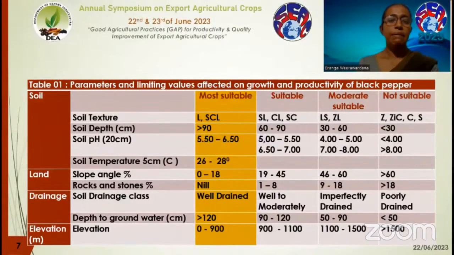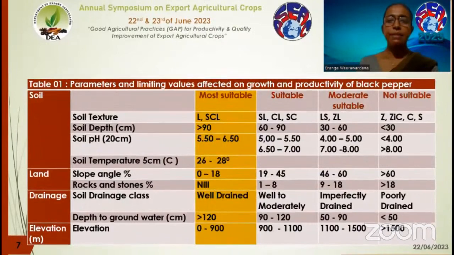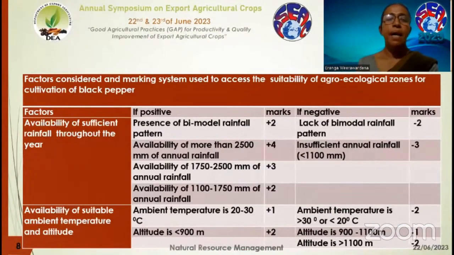Here you can see soil, land, drainage, and elevation characteristics. Based on that information, I developed a marking system to assess the suitability of agroecological zones of Sri Lanka to cultivate black pepper. Positive marks are given for factors which enhance the growth and productivity of black pepper, while negative values were given for factors which limit the growth and productivity of black pepper cultivations. The weight of that value, which ranges from 1 to 4, depends on the effectiveness of that factor on growth and productivity of black pepper.